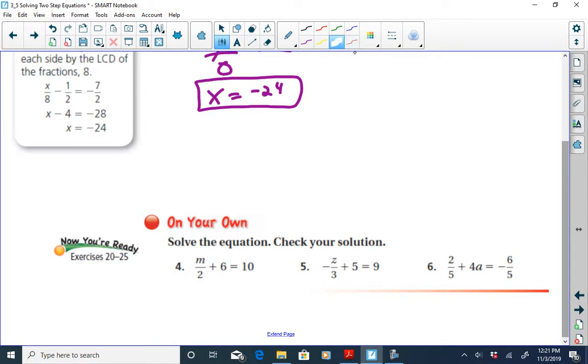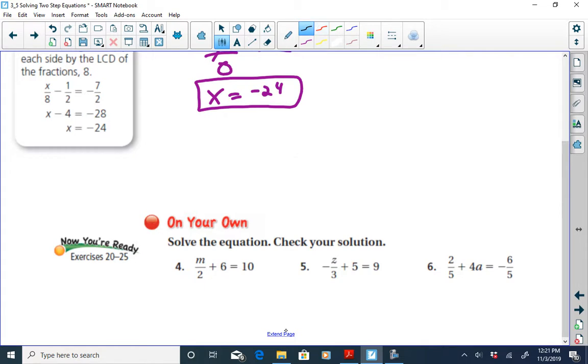Alright. Well, now we have 3 problems down here where each of these problems have fractions involved. And once again, there are different ways to do the problem. Alright, I like to do these problems by using the multiplication property of equality to get rid of the fractions first.